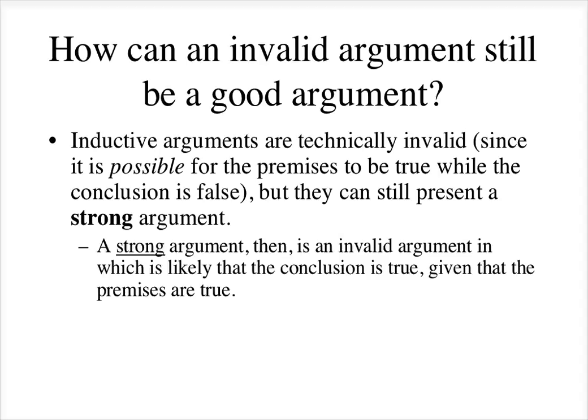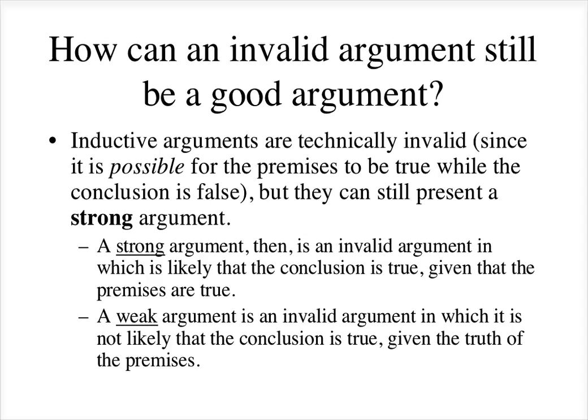A strong argument, then, is a technically invalid argument in which it is likely that the conclusion is true, given that the premises are true. Whereas a weak argument is an invalid argument in which it is not likely that the conclusion is true, given the truth of the premises.